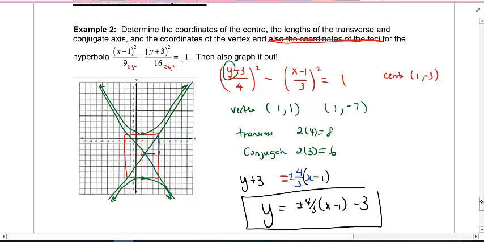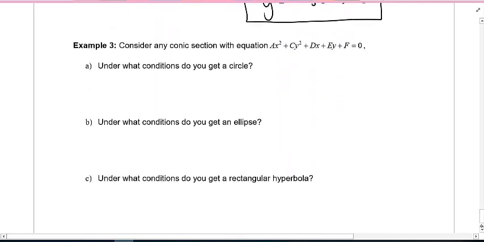Okay. So finally, let's ask you to try example number 3. I want you to consider this conic section. Under what conditions do you get a circle, what conditions do you get an ellipse, and then in what conditions do you get a rectangular hyperbola? See if you can think about this really quickly yourself first, and then come back and I'll give you the answers.